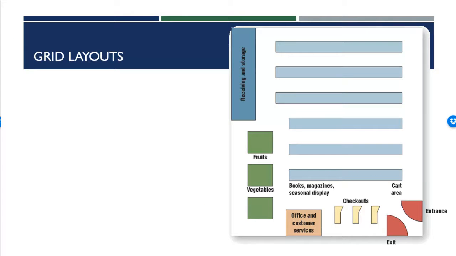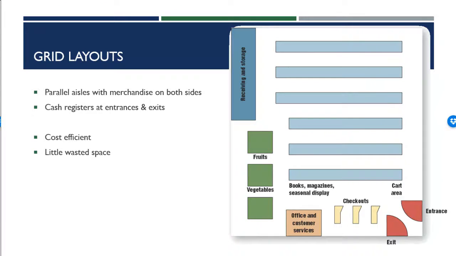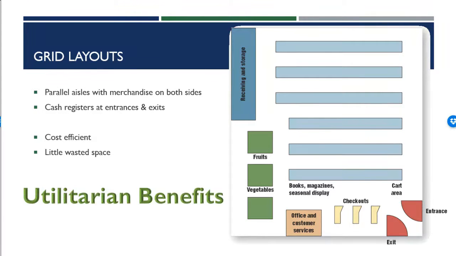So the first type of layout is a grid layout. Grid layouts have parallel aisles with merchandise on shelves on both sides of the aisles. Grid layouts have cash registers that are located at the entrance and exit to the retail location. Grid layouts work really well for customers who are interested in the utilitarian benefits offered by the retailer. These customers want to easily locate products and make their purchases very quickly.